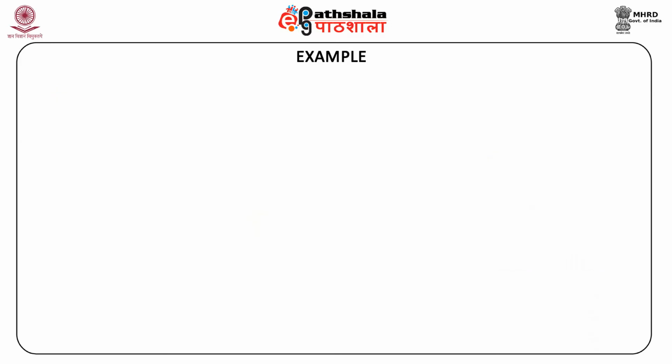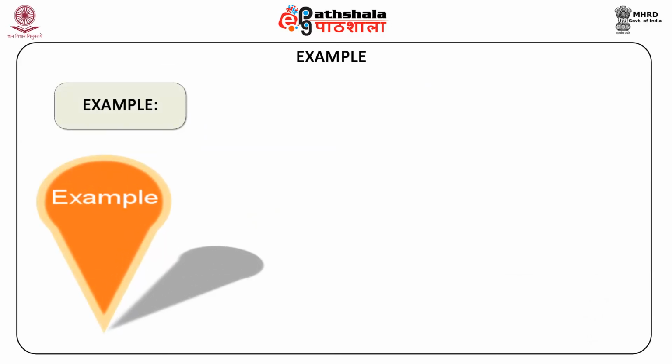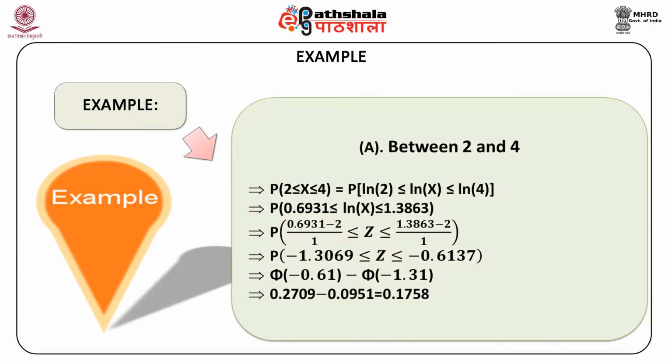For example, suppose the life of a remote control, measured in thousands of hours, used for electronic appliances has an approximately log normal distribution with mean equal to 2 and sigma equal to 1. Find, first, the probability that the life of the remote control is between 2 and 4; second, that it exceeds 6; third, find the mean and variance if mean is equal to 3 and sigma equal to 2. Solution: between 2 and 4.